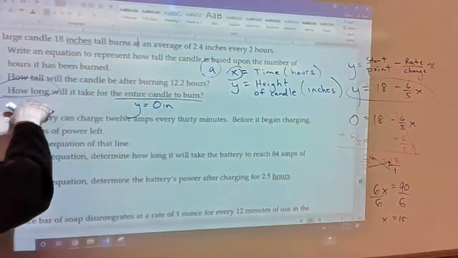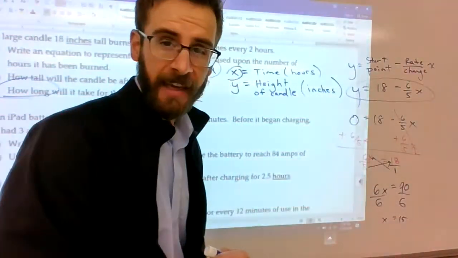So 15, what's the x unit? Hours. It takes a while for that candle to burn completely.